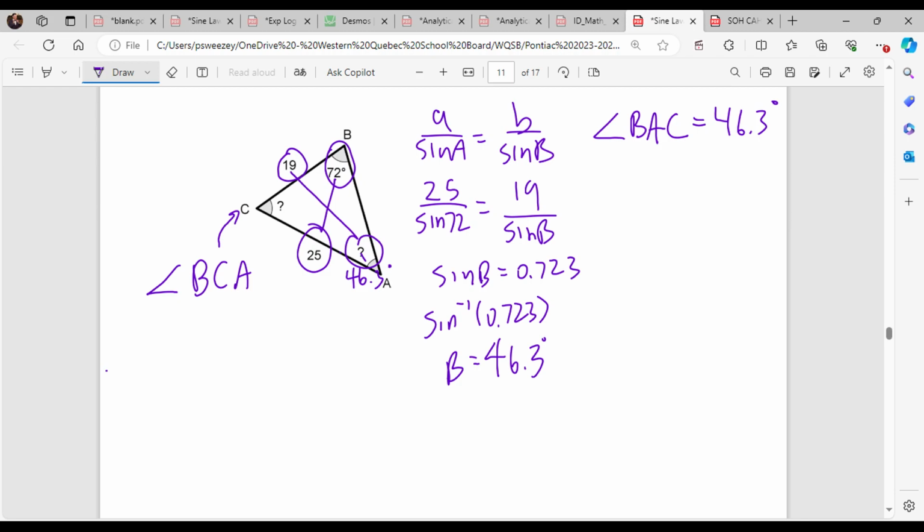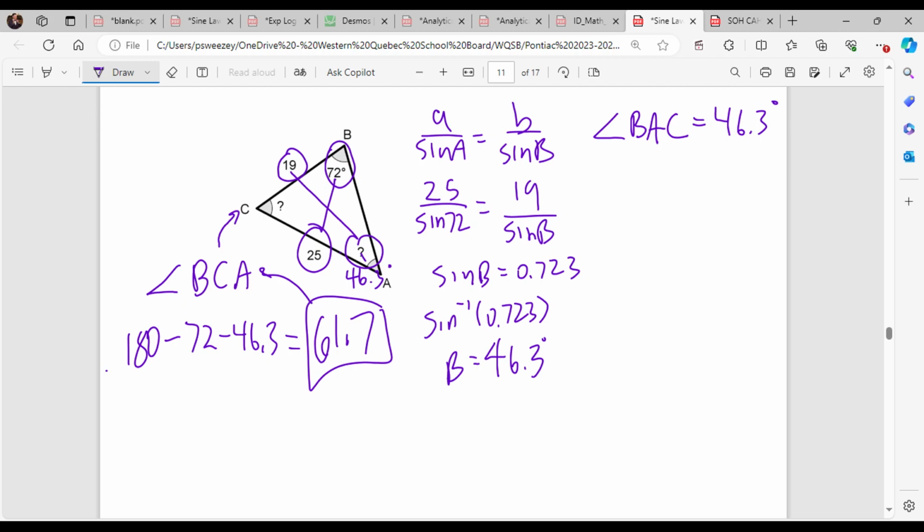Technically, as soon as I get 2 of 3, I can find this guy by just going 180 minus the 72 minus the answer I just got. That's going to give me angle BCA. Okay? So 180 minus 72 minus that gives 61.7. So that would be this angle right here. That's the only thing that can get tough with these guys.